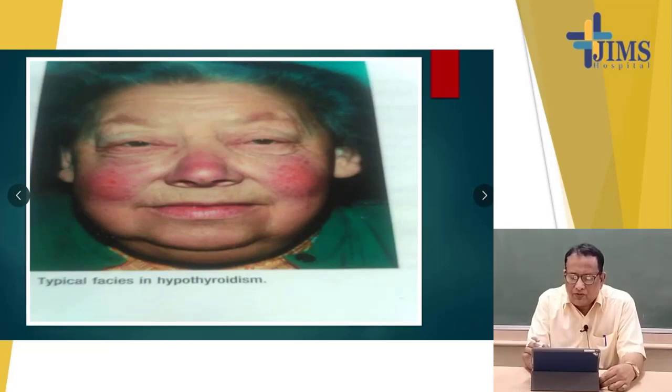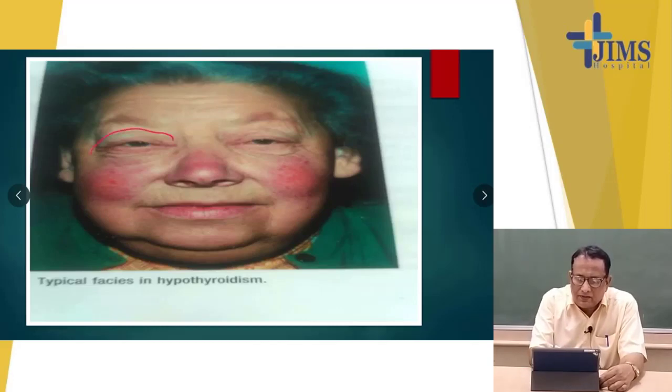So, here is a picture of this patient. Look at the face of this patient. You will see that there is puffiness of the face, periorbital edema, and the outer third of the eyebrows are deficient. The skin of the face is thick. There is plethora, which is found in foreign ladies, but not in our country. Altogether this sort of face is called the typical face of hypothyroidism.